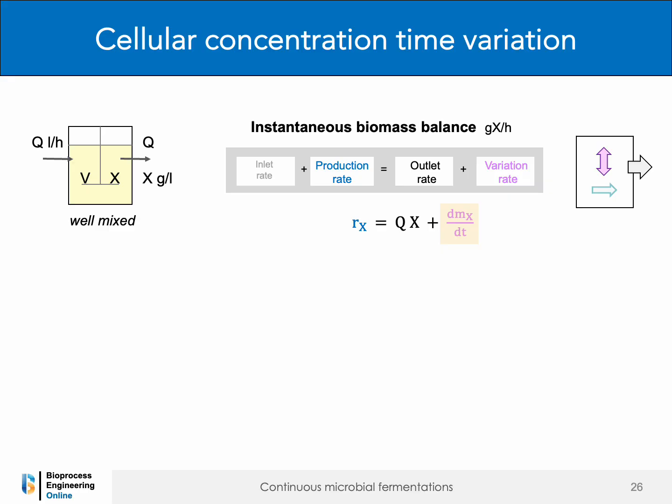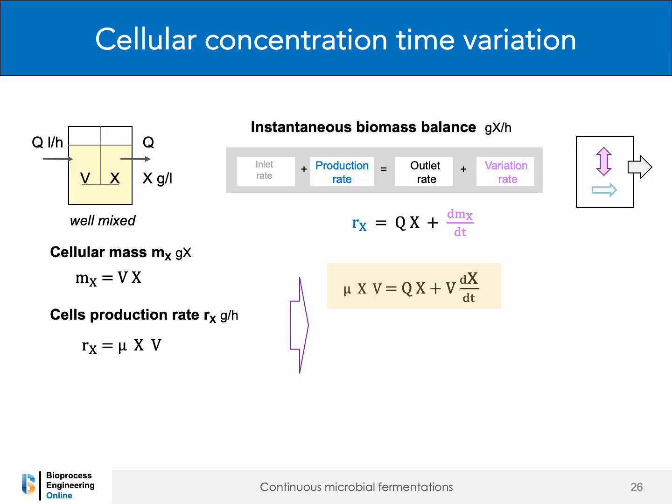The biomass mass mx is the product of the volume V by the biomass concentration x. The biomass production rate Rx is given by the product of the specific growth rate mu, the biomass concentration x, and the medium volume V. The resulting biomass balance is mu xV equals Qx plus V dx over dt. Dividing by the medium volume V yields the governing differential equation for the temporal evolution of the biomass concentration: dx over dt equals mu x minus Q over V x.